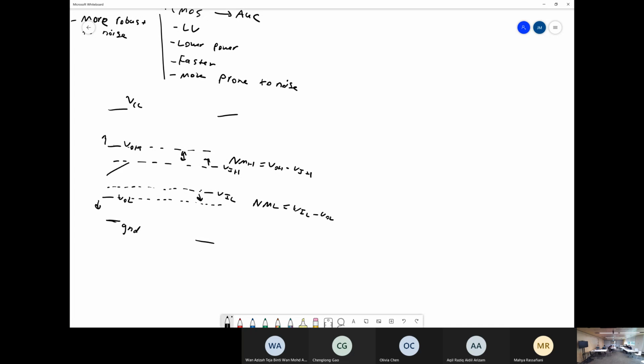And this area in here is the forbidden region. You never ever want to go in this region, otherwise disasters can happen. You'll have gates in states that aren't defined. You'll be in a metastable state. You might not get a 1 or a 0, or you'll get both, or you'll get neither. It depends.